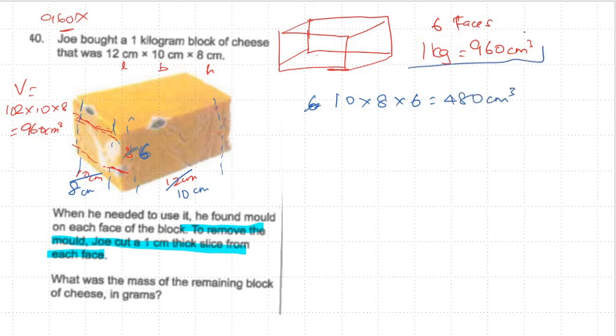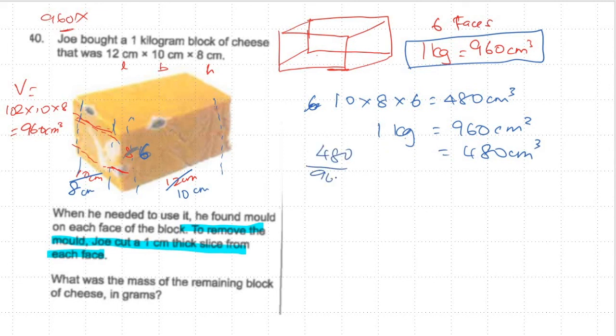But I know that 1 kilogram is 960 centimeter cube. So if 480 centimeter cube will give me how much? It's this one times this one divided by this one. So it's 480 divided by 960.